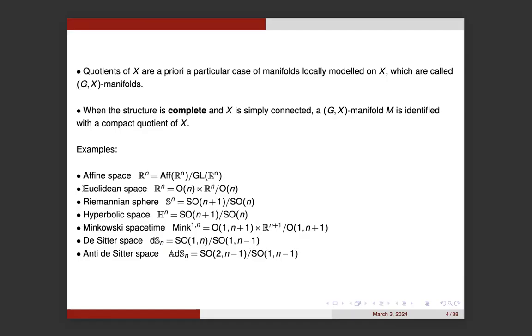And the main difference between the Riemannian models and the Lorentzian models is the fact that the isotropy groups in the Riemannian case are compact, and the isotropy groups in the Lorentzian case are non-compact.